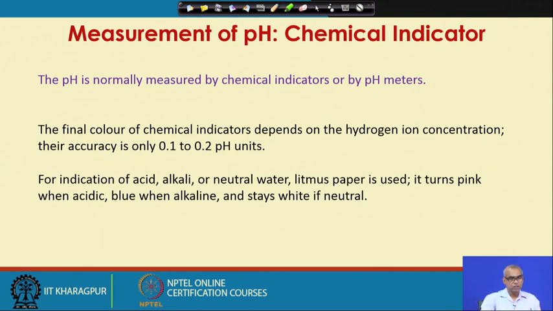Measurement of pH. The pH is normally measured by chemical indicators or by pH meters. The final color of a chemical indicator depends on the hydrogen ion concentration. So, that is the principle by which chemical indicators such as litmus papers measure the pH. However, their accuracy is only 0.1 to 0.2 pH units. For indication of acid, alkali or neutral water, litmus paper is used. It turns pink when acidic, blue when alkaline and stays white if neutral.